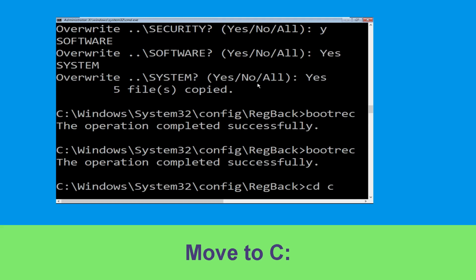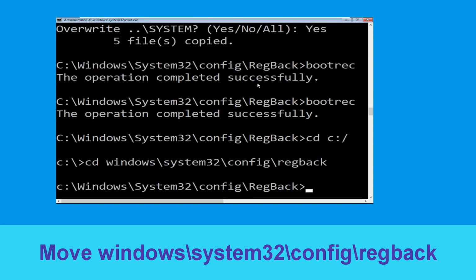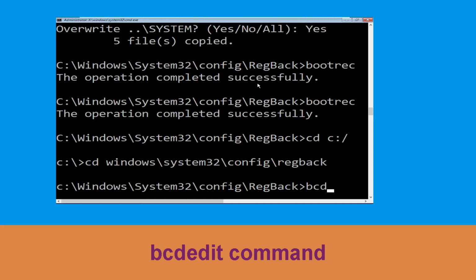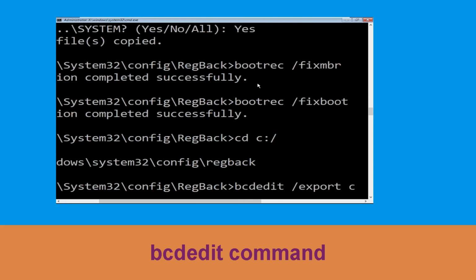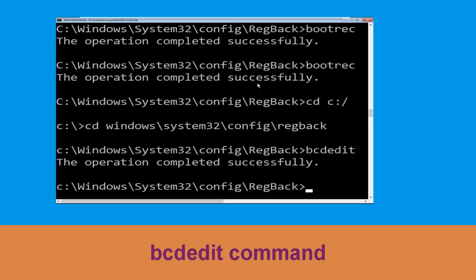Type cd space C:/ and hit enter. Now execute this command. Type cd space Windows/System32/config/regback, then simply hit enter to execute this command. Type bcdedit space /export space C:/bcdbackup and simply hit enter to execute this command.